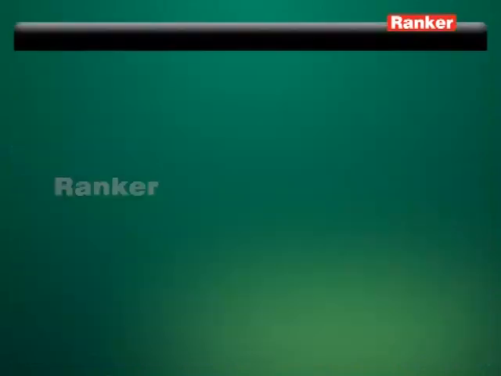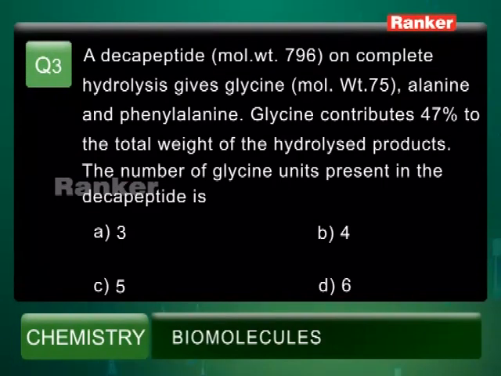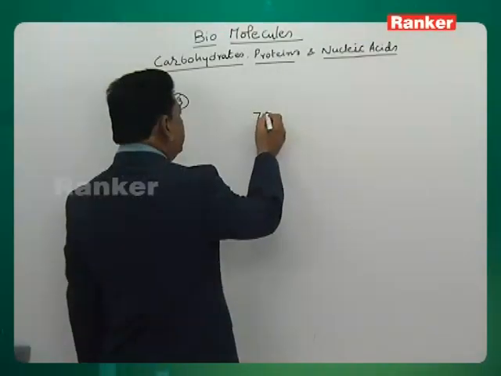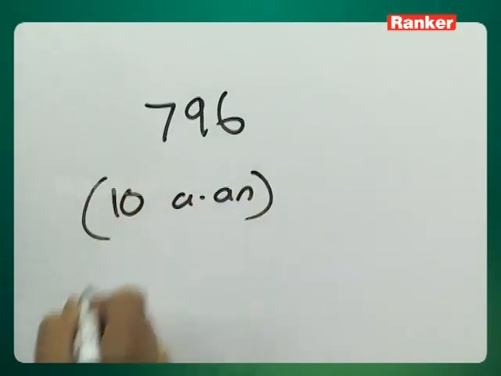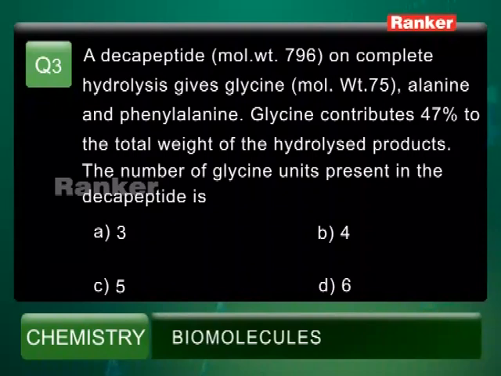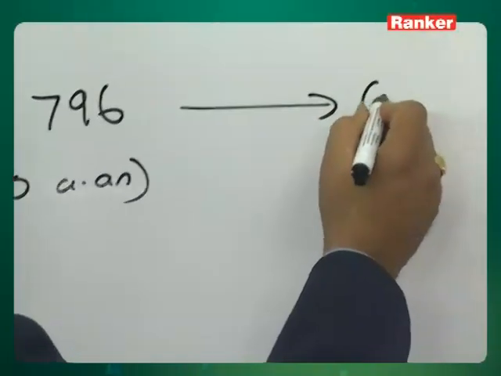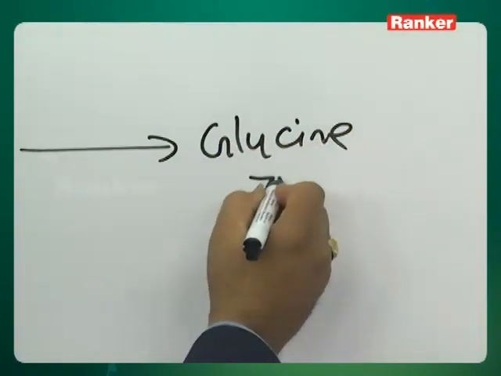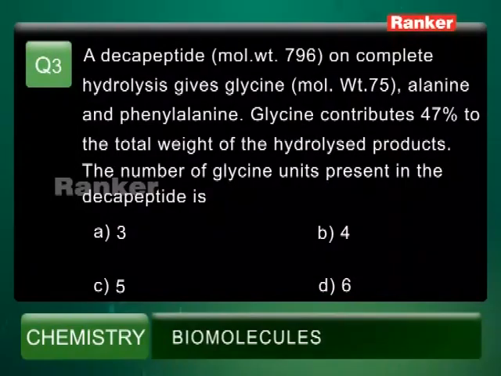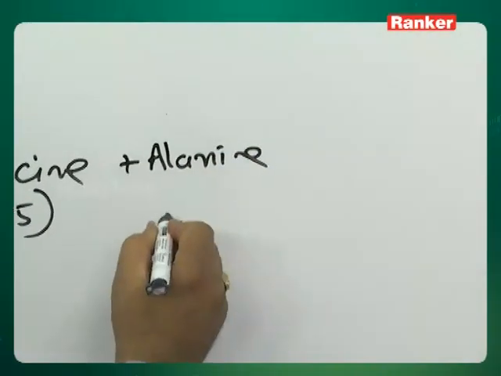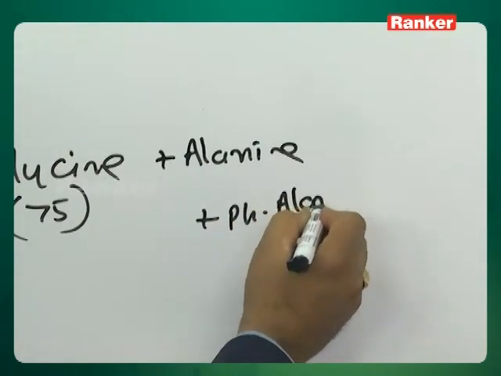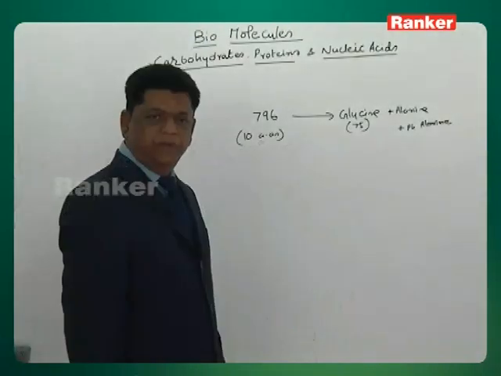Let us see question 3. A decapeptide of molecular weight 796, that means a peptide containing 10 amino acids, on complete hydrolysis gives different pieces. One is glycine with molecular weight 75, the second one is alanine, and the third one is phenylalanine. These 3 pieces are formed.